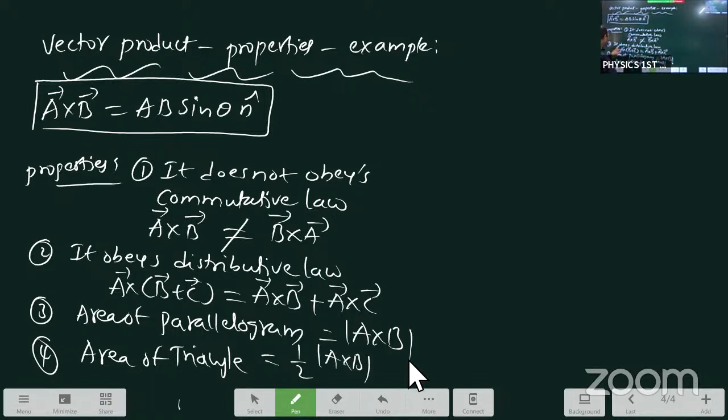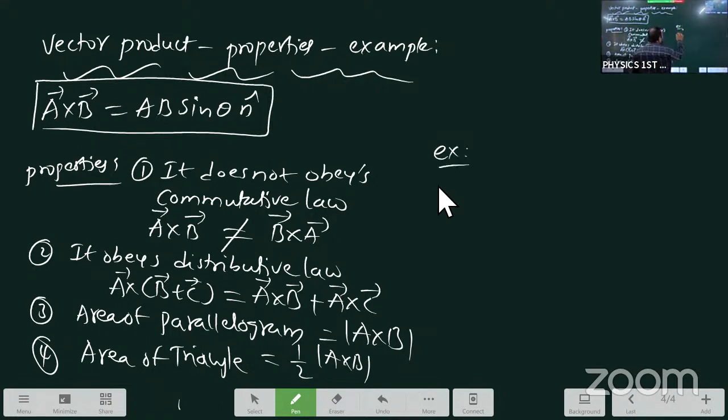So just two are enough. It does not obey the commutative law. It obeys the distributive law. Other than this, what about the sine of the angle? For which angle is it maximum, and for which angle minimum? I cross I, J cross J, K cross K equals 0, like that. A few points are enough, two from this. Statement: the magnitude of two vectors with the sine of the angle in between them. Two different properties from these four.